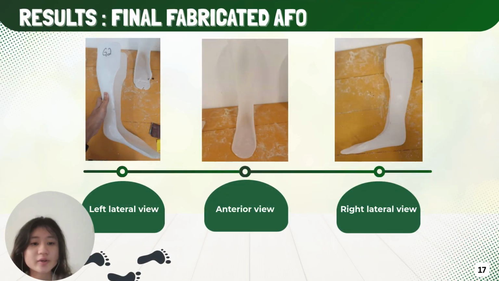After the fabrication process, this figure shows the final fabricated solid AFO from three perspectives: the left lateral view, anterior view, and right lateral view. These views highlight the shell contouring, trimline positions, and overall structural symmetry of the orthosis.